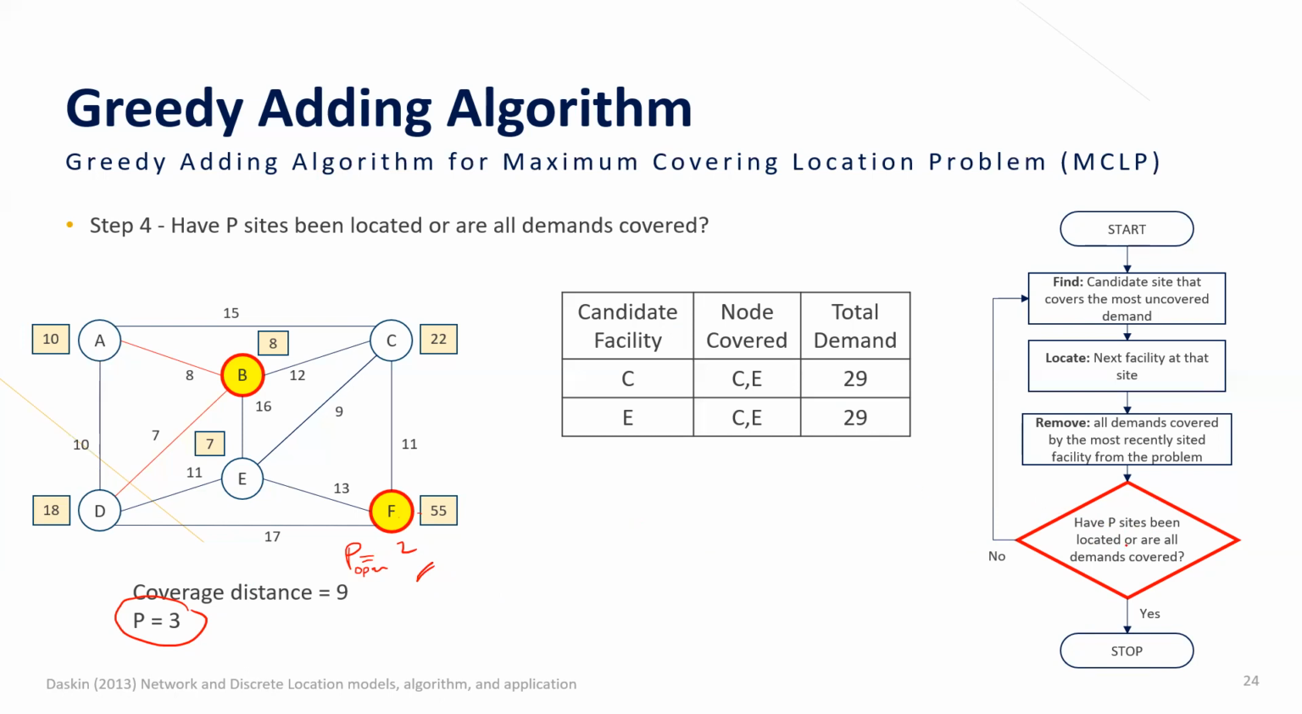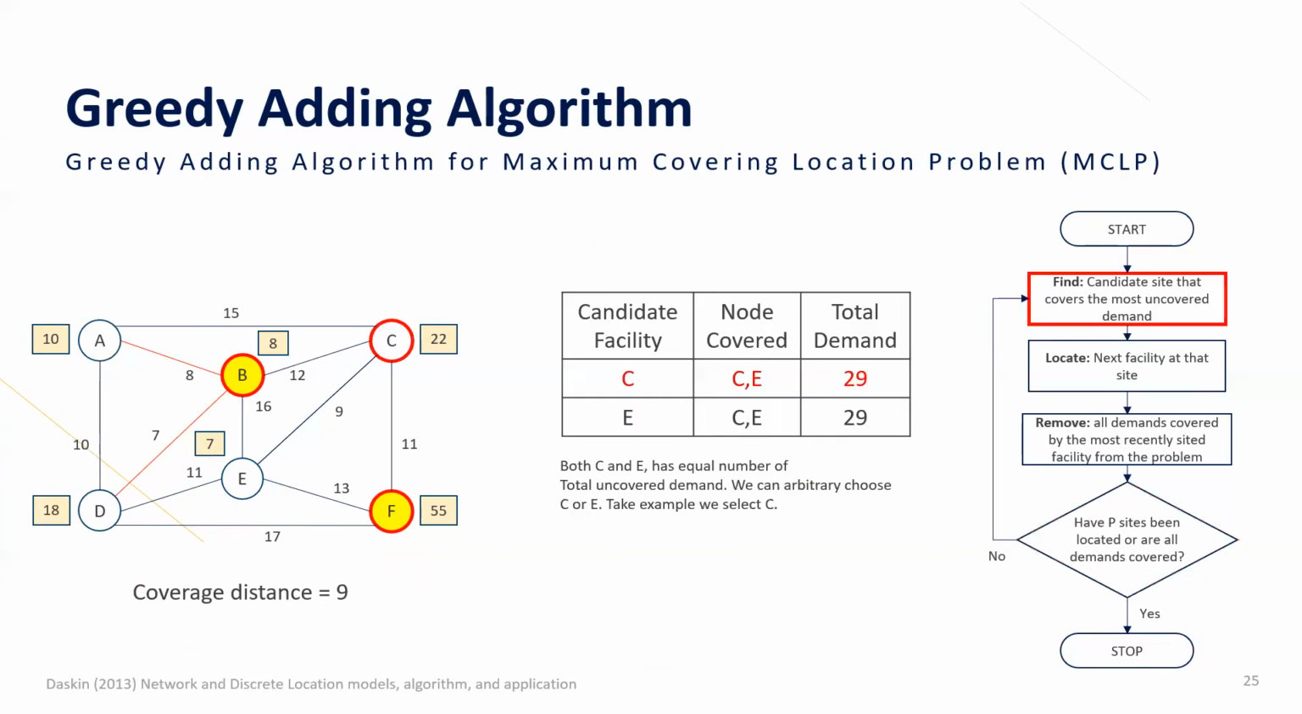And then the second question, is all demand covered? Also no. We still have this one, C with 29, and E, because they cover each other, 22, 29, 29. So what should we do? Go back again to the first box. Find at least one more.